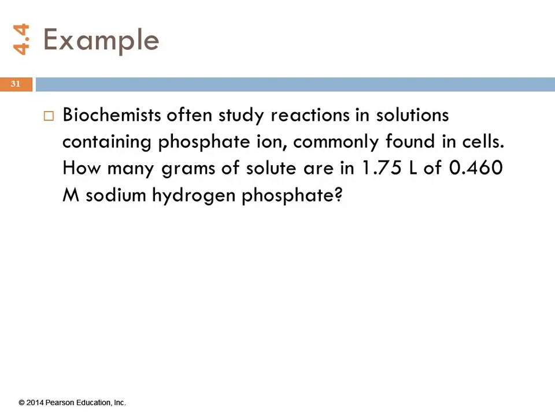How many grams of solute are in 1.75 liters of 0.460 molar sodium hydrogen phosphate? Well, let's pull the numbers out. We've got 1.75 liters, and we've got 0.460. The capital M is great.